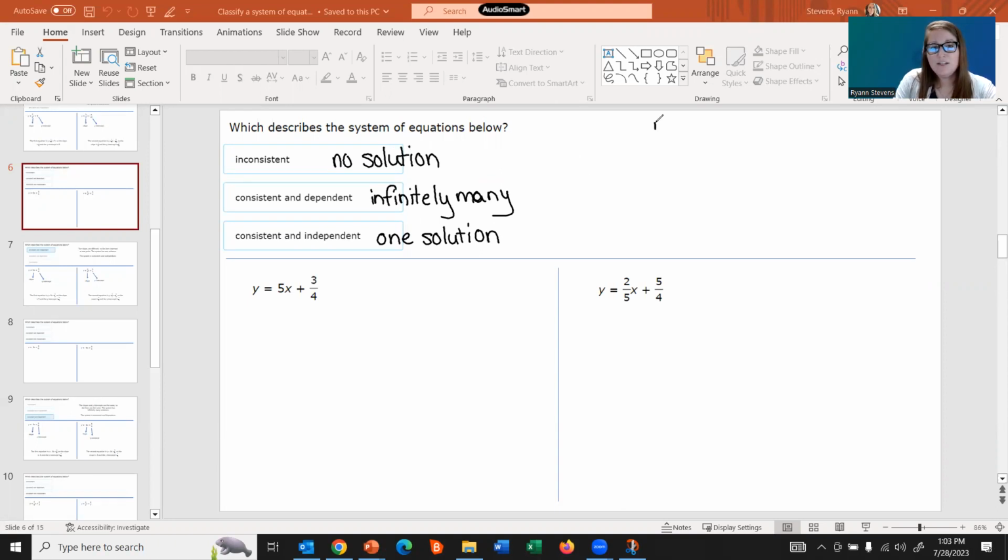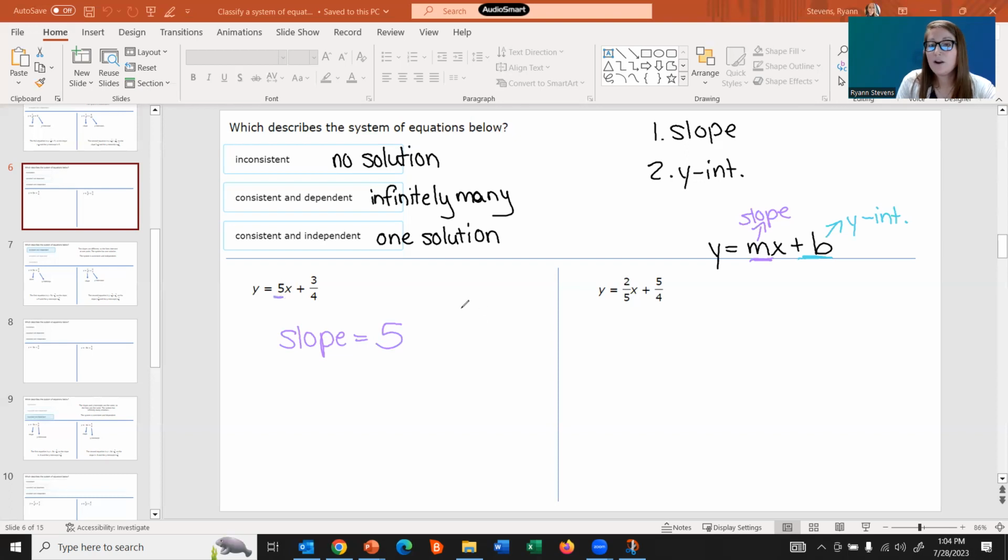All right, and so the first thing we want to check is our slope. And then if the slopes are the same, that's where we will move to check the y-intercepts. We will be using slope-intercept form of y equals mx plus b. So the number in front of x, the m, will be our slope, and the number that we have for plus b will be our y-intercept. The first equation is y equals 5x plus 3/4. So we want to check our slope first, and we have a slope of 5, the number that is in front of x.